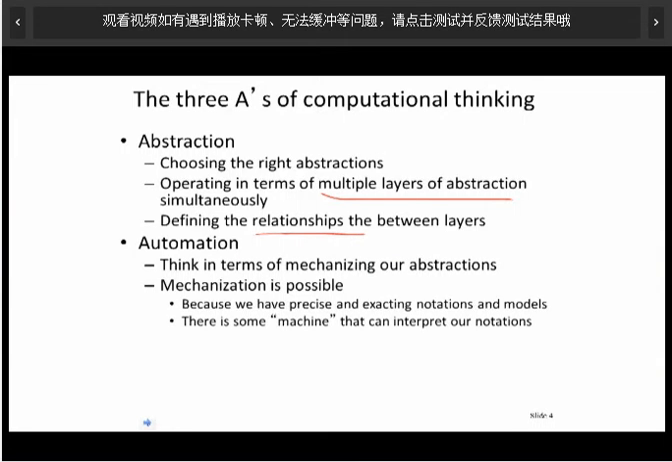The second key tool is automation. How do I take those abstractions and mechanize them? I want to make sure that in fact they are set up mechanically to be easily executed, easily used. I want to make sure that that mechanization is possible. Just because we have some precise and exact notations and models, we want to make sure that we have something that can actually do the computation.